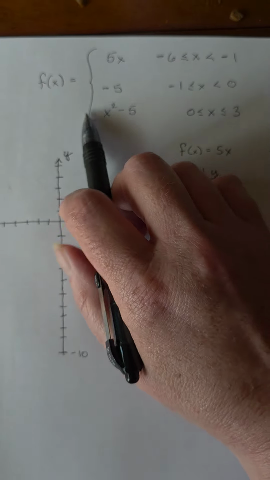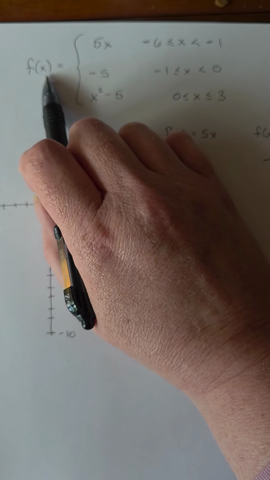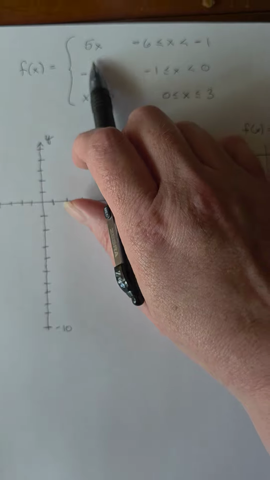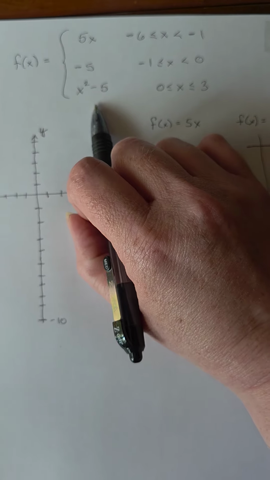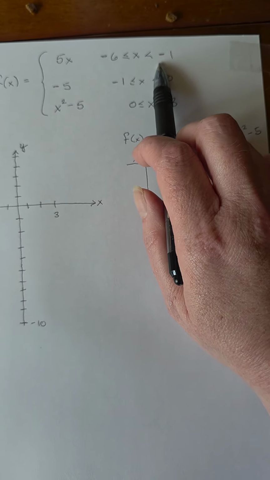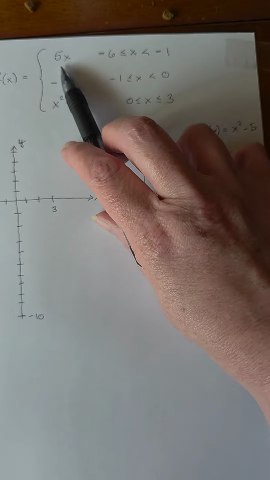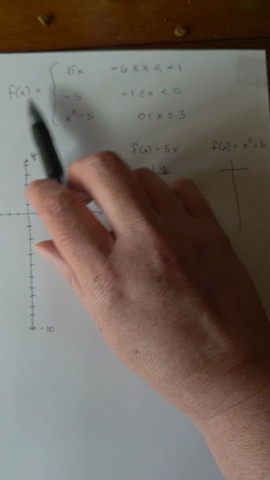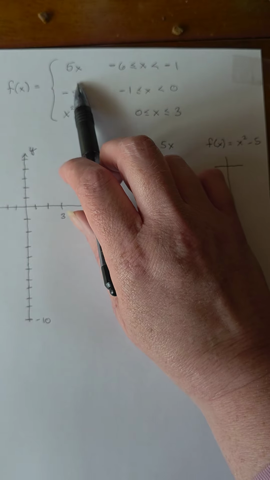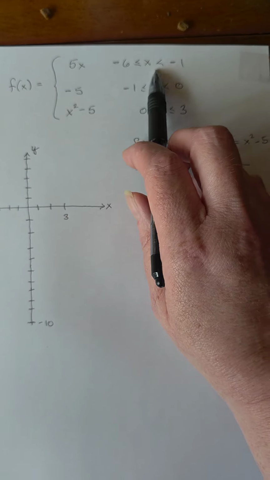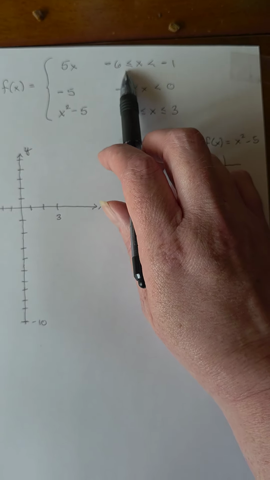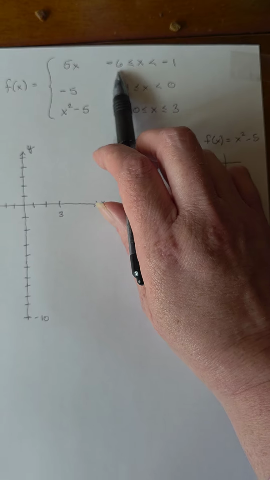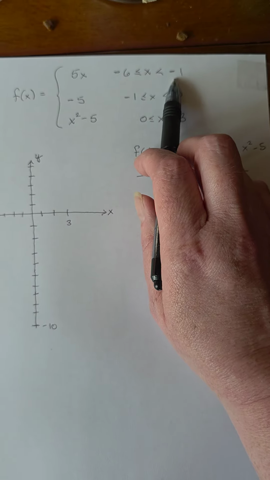So this is a problem going over a piecewise defined function for f of x. So f of x will take on three different functions, but the important thing is to note the boundary conditions for each function. So y, or f of x, will equal 5 times x, as long as x is greater than or equal to -6, but strictly less than 1.